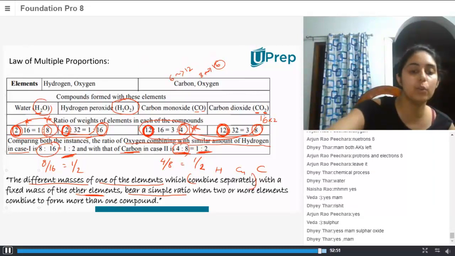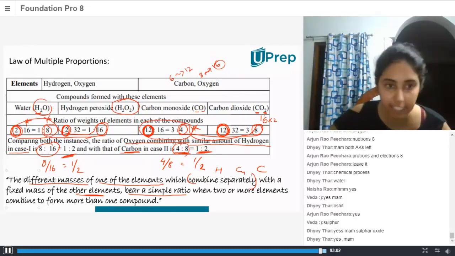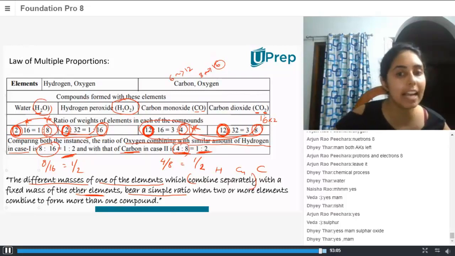Rishit, I think you had the doubt, right? So Rishit, can you do the same ratio with sulfur oxide and sulfur dioxide and tell me in the next class what is the ratio of the masses of oxygen? Can you tell me that? Next class, okay?